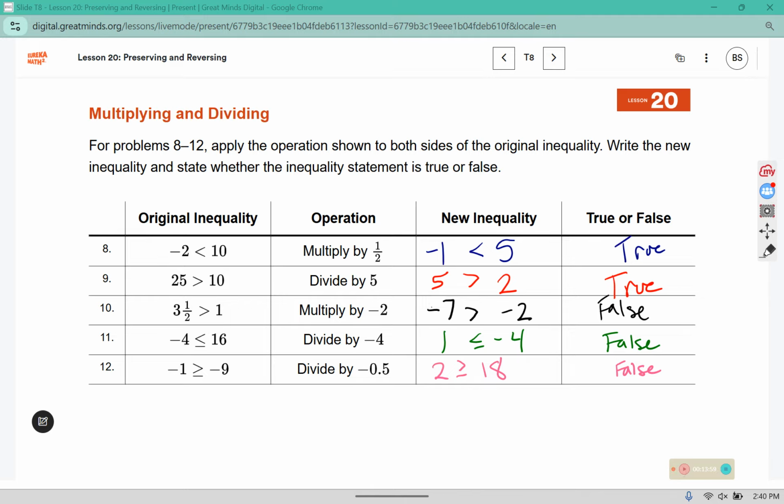So what do you notice about when it was true and when it was false? All of the ones that came out false were when we multiplied or divided by a negative number. But they were true when we multiplied or divided by a positive number. So in these ones, in order to make them true, we would need to change the symbol here to rewrite them as a true number sentence.